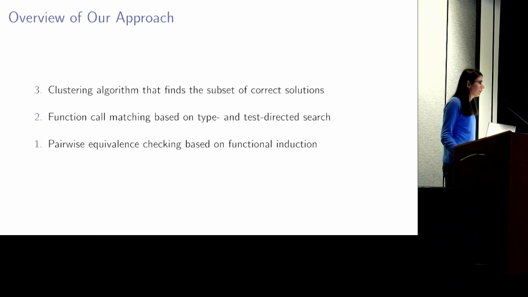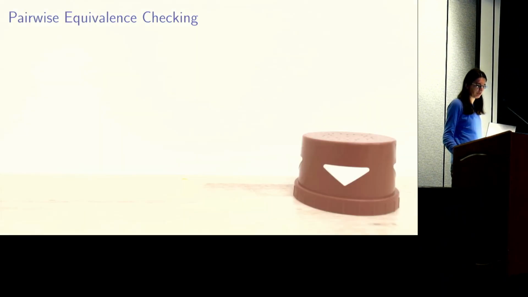Right. So now that we got this motivation out of the way, I can tell you a bit about our approach. So I will explain three main pieces of our work. And I will explain them bottom up. So first, I will explain this pairwise equivalence checking. So given two functions, how do we decide if they're equivalent? Then the second piece is this function called matching. So when you have programs that have many functions, how do we find equivalent functions among those programs? And then finally, once we know all of this, the final piece is this clustering algorithm that does this efficiently for many student submissions.